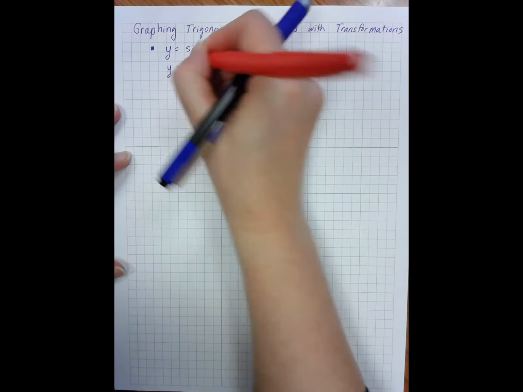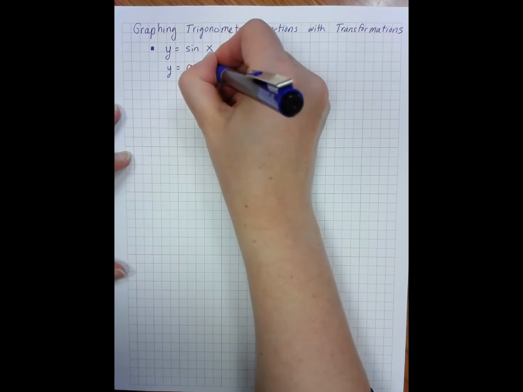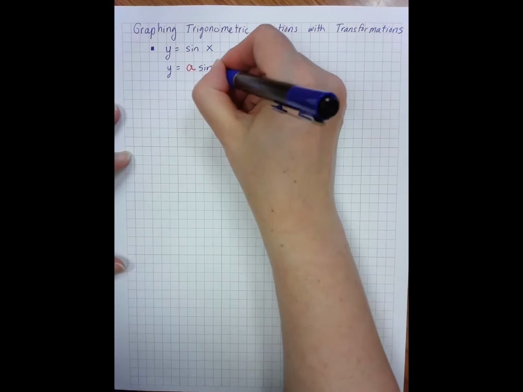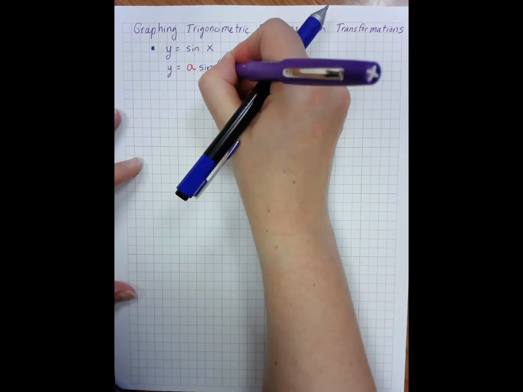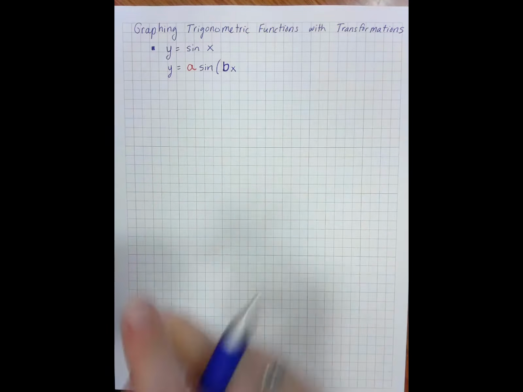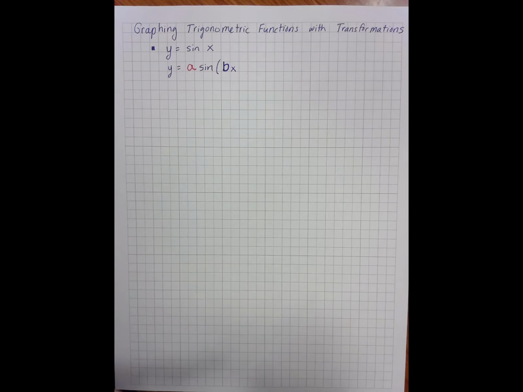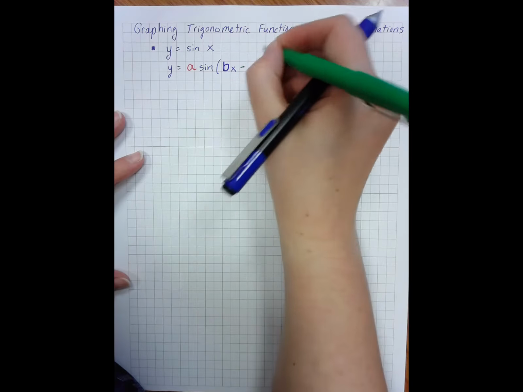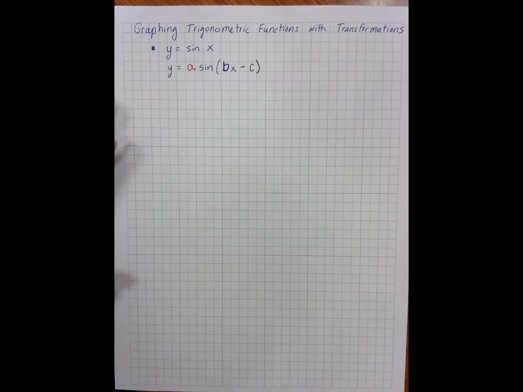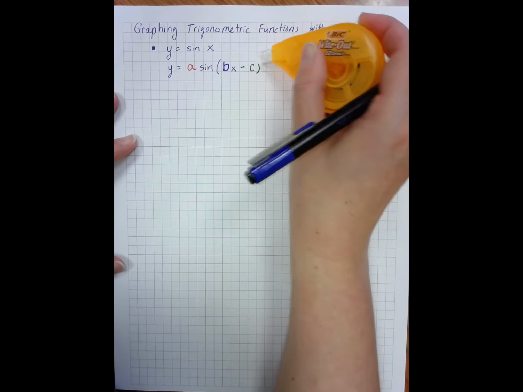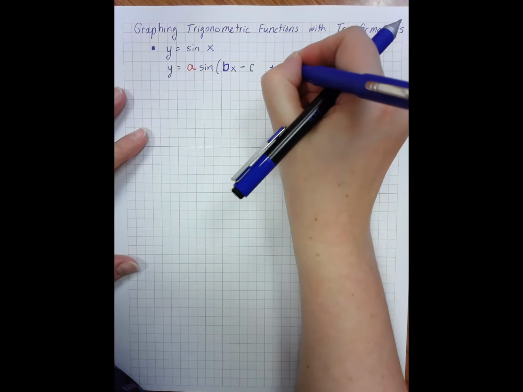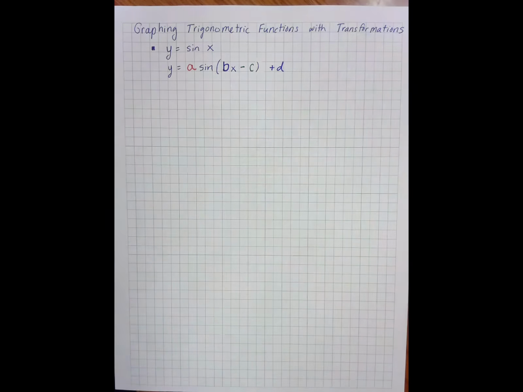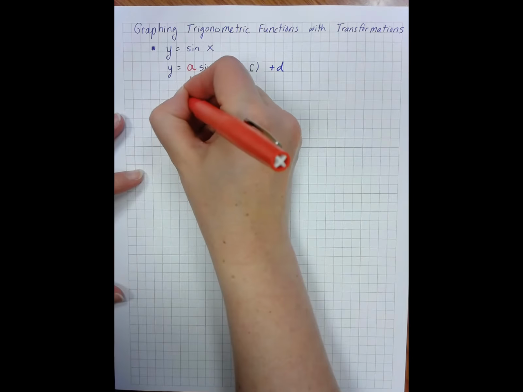We can multiply our function by something, a. We can multiply our x by something, b. We can add or subtract something to our bx. And we can then, at the very end, add something to the entire function. So let's talk about what each of these things do. The a, we call this the amplitude.